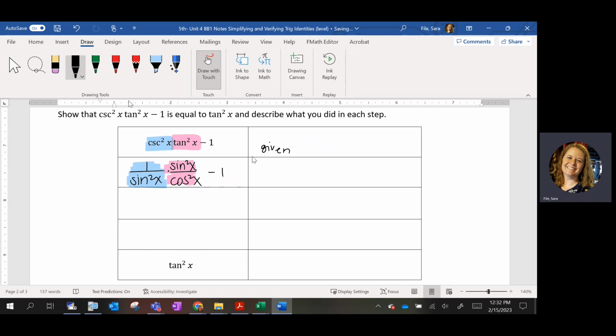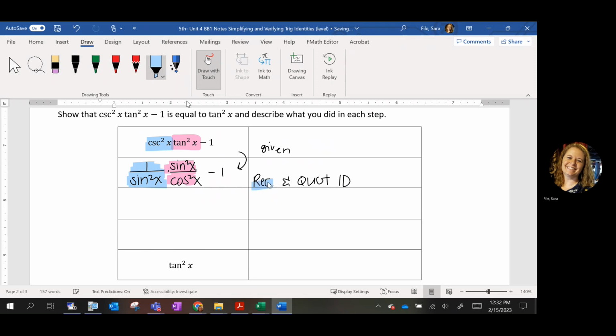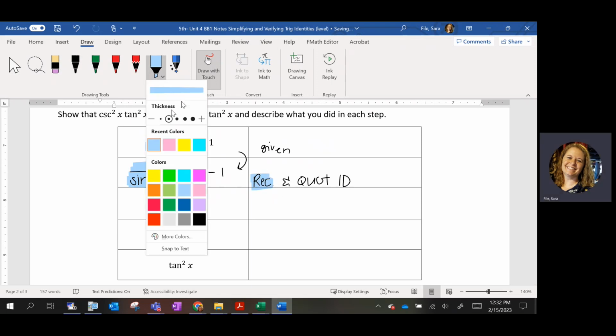Now, algebraically, well, let me go ahead and write there. I did 2 in one step, so I don't know if we're going to need all these spaces. We'll see. But I did reciprocal and quotient IDs. Reciprocal is the blue one, and the quotient is the pink one.